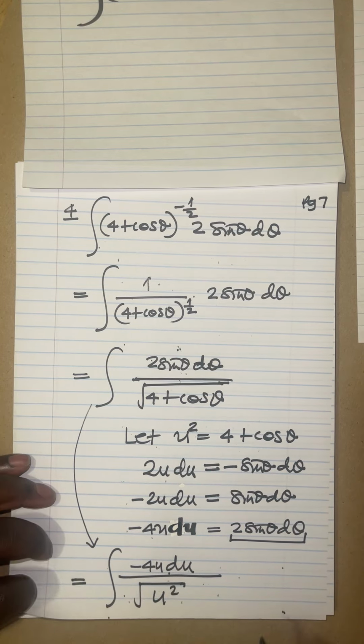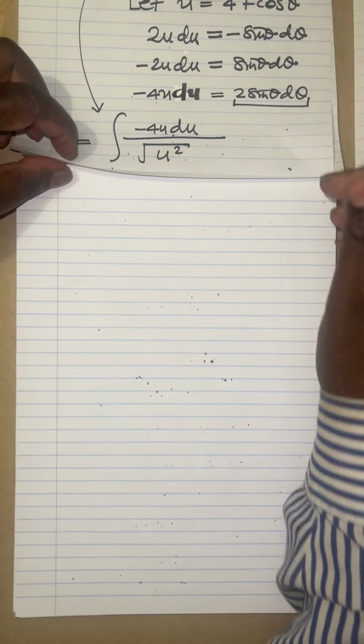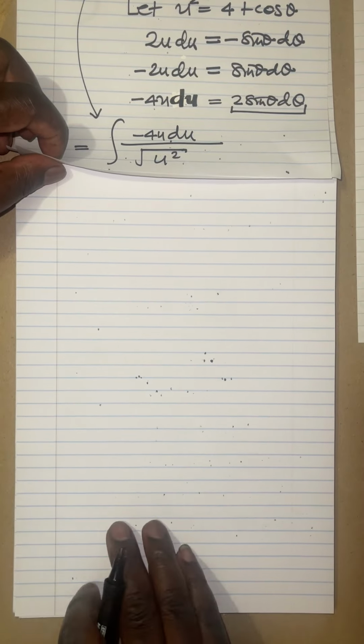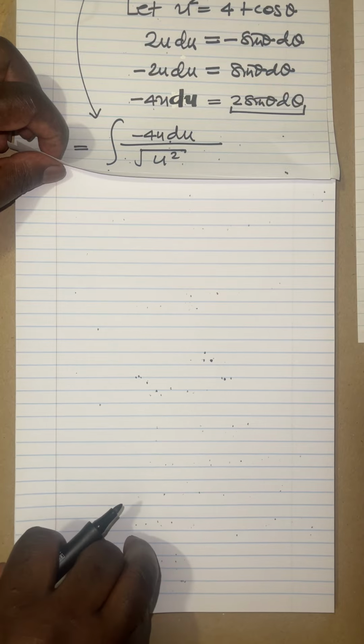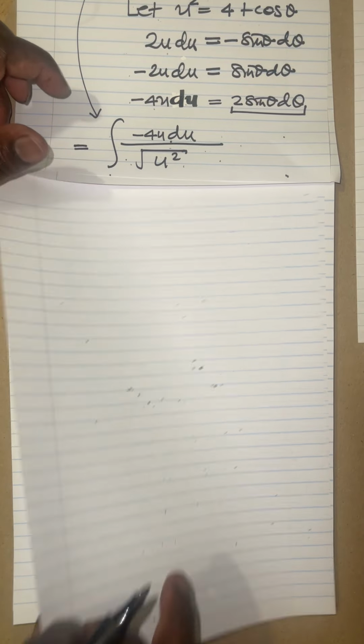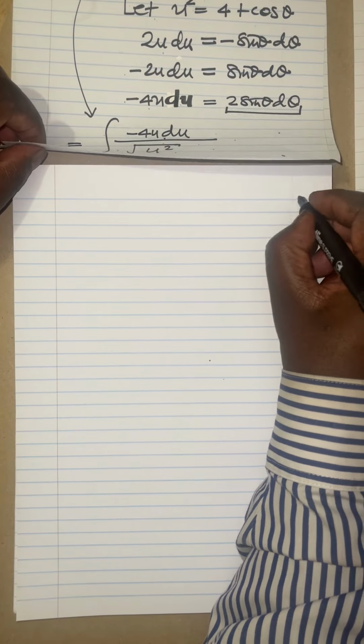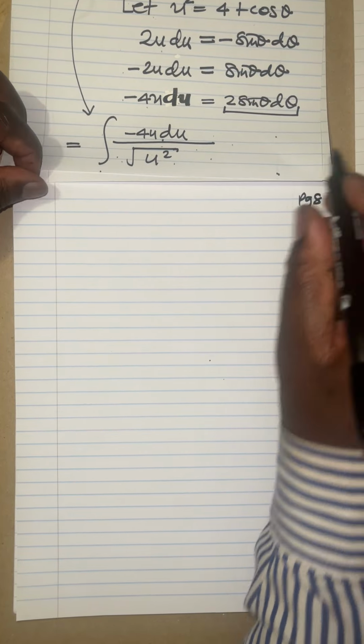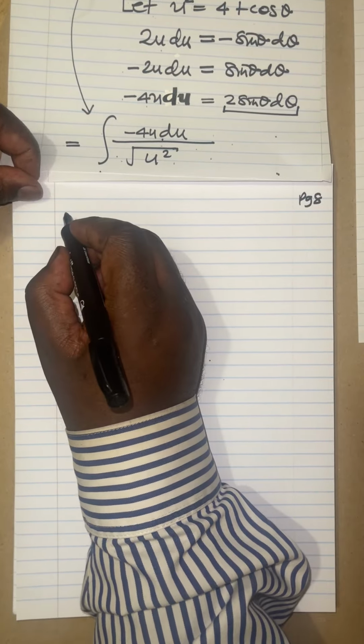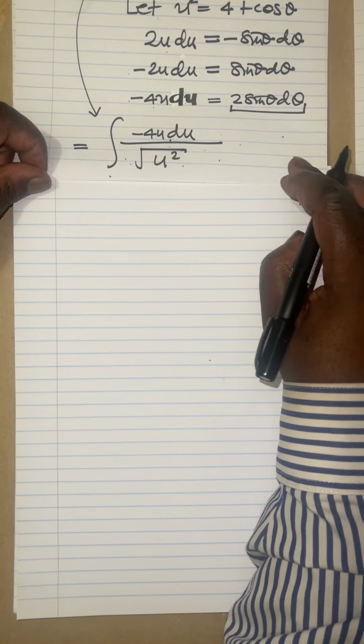Now from here, you can clearly see that if I go to page number 8 now, page 8, let me remove this page here. If I go to page 8 now, you can see it there. Yeah, you can. I just want to make sure that you can see it.